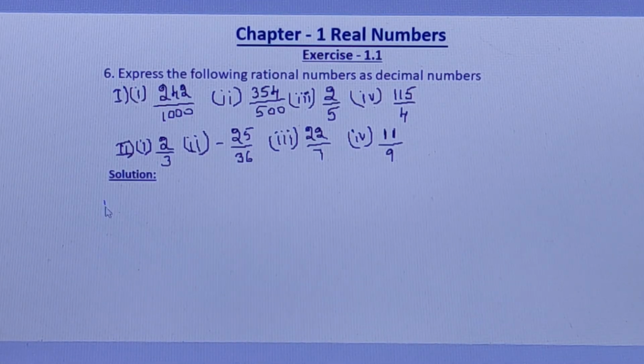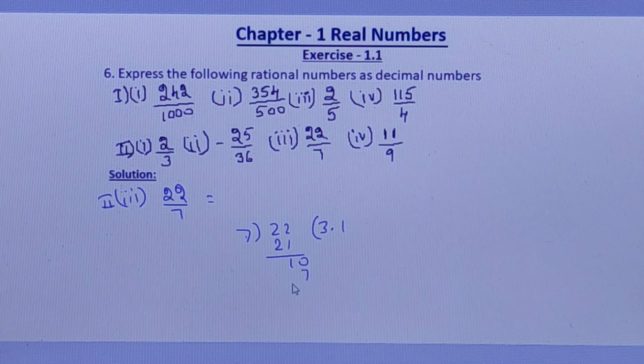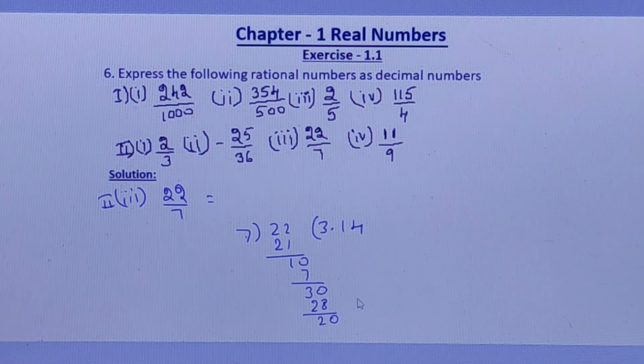Solution to the second one, third bit, 22 by 7. Let us divide this. So this will be equal to 7 and this is 22. 7 3s are 21. 1 is the remainder. 0. 7 1s are 7. 3 is the remainder. 0. 7 4s are 28. 2 is the remainder. 0. 7 2s are 14.